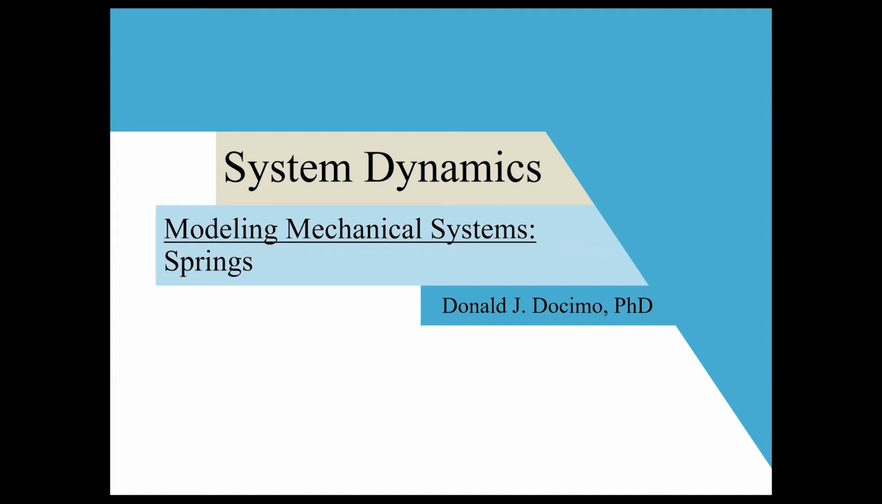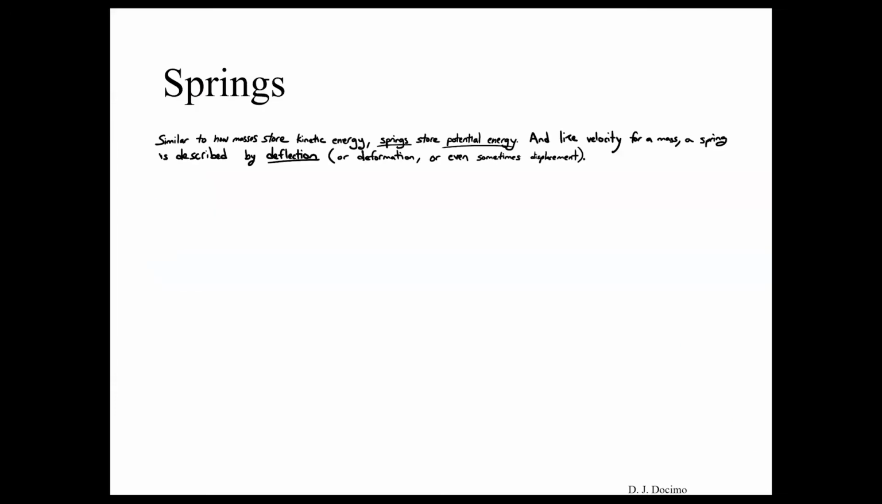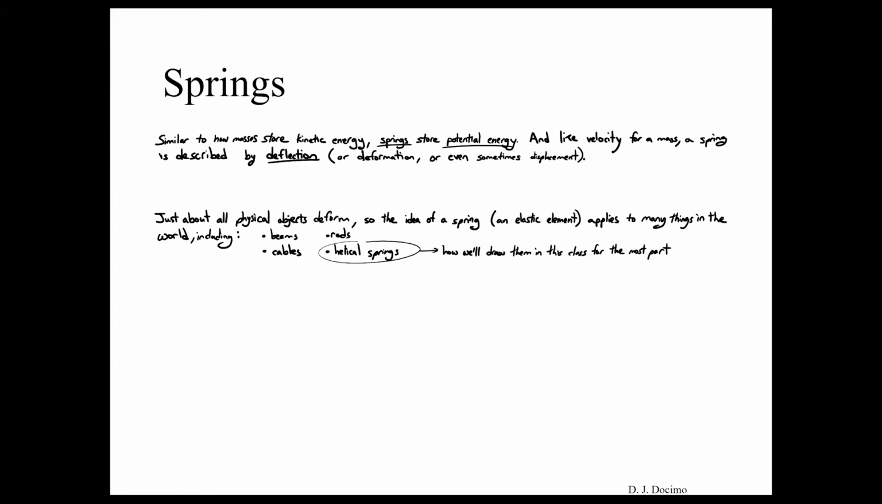All right, so this section is going to go over springs. Similar to how masses store kinetic energy, springs store potential energy. And like velocity for a mass, a spring is described by deflection, or deformation, or even sometimes displacement. Just about all physical objects deform.